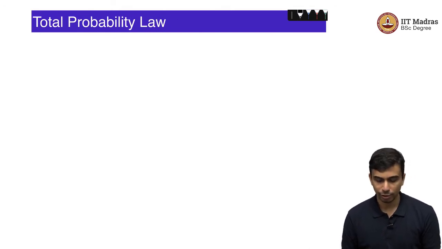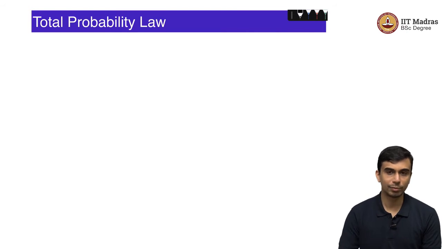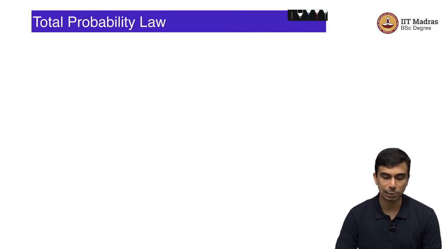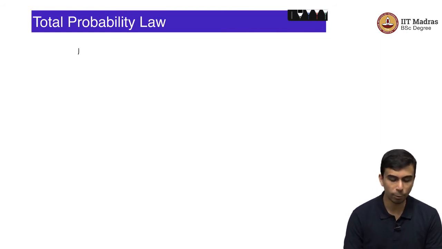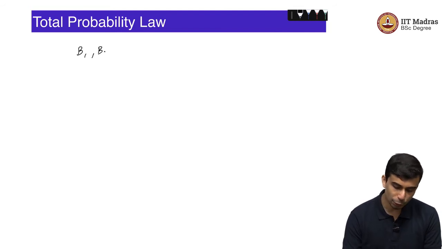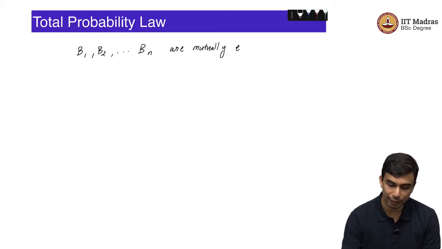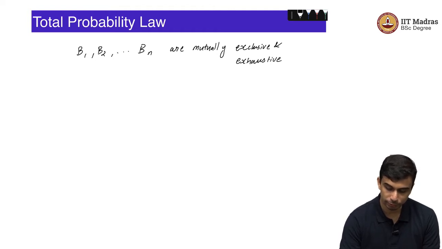So we can use our axioms of probability along with conditional probability to get what is often called the total probability law. Let us say you have events B1, B2, dot dot dot, Bn that are mutually exclusive and exhaustive. We will define what that means: mutually exclusive and exhaustive.